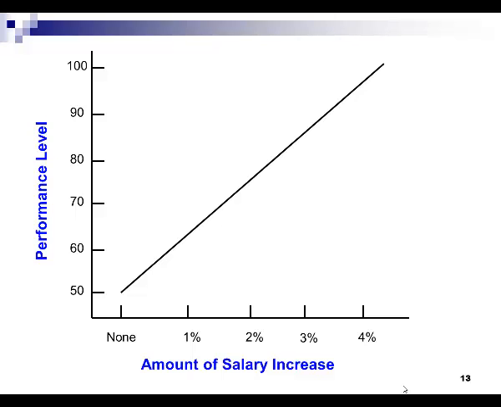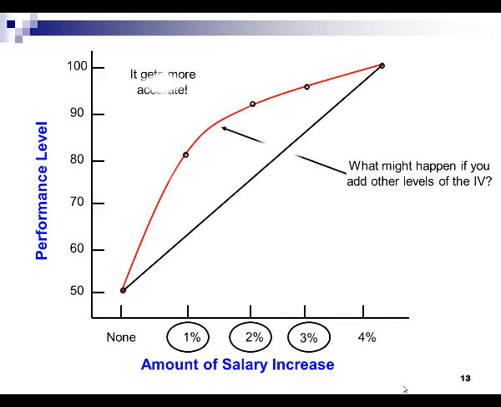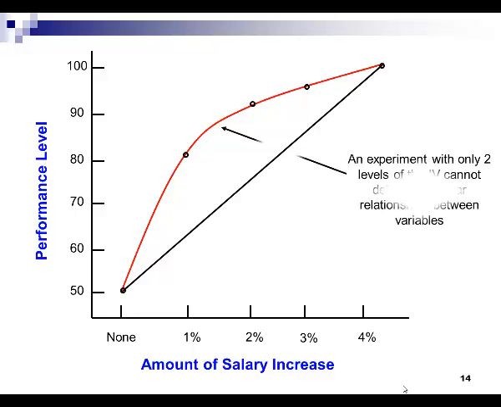So let's go ahead and move that up into a complex experiment, and say that we might be interested in adding other levels of the independent variable. What happens is the relationship between the independent variable and the dependent variable gets more accurate. So an experiment with only two levels of the independent variable, as illustrated by the straight line here, can't detect this curvilinear relationship that you see here.